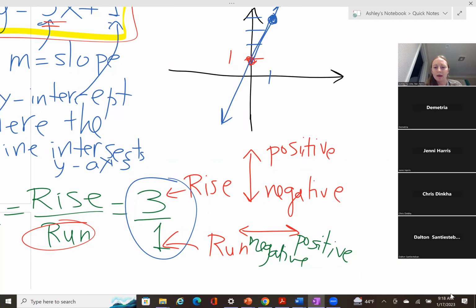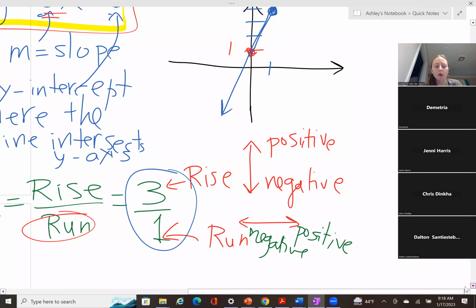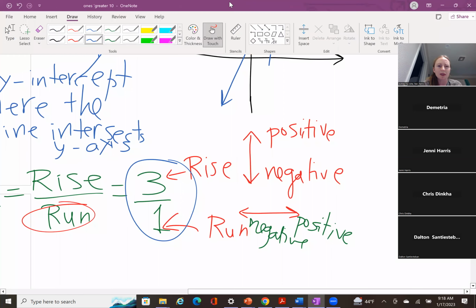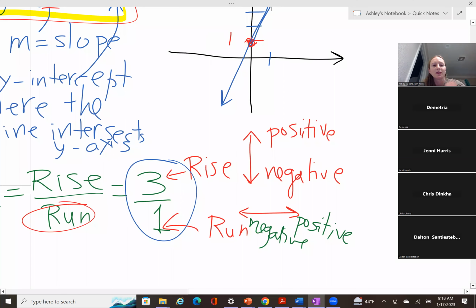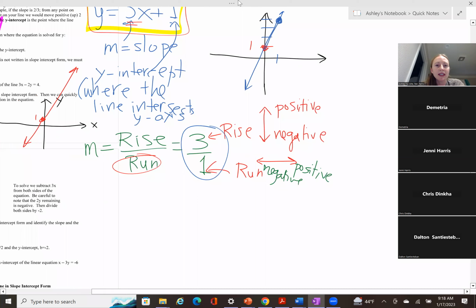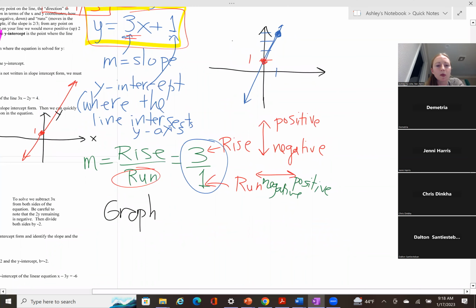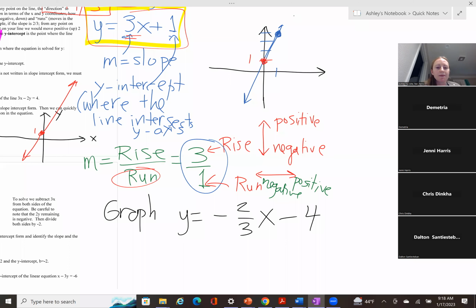But maybe we'll look at an example now where the slope is negative and maybe the slope is also a fraction already. This one was a whole number, so we had to force it to be a fraction by giving it a denominator of 1. But what if it was already a fraction? Maybe we'll see that. If we want to graph y equals negative 2/3 x minus 4. I don't know, I'm just making it up as I go, obviously.